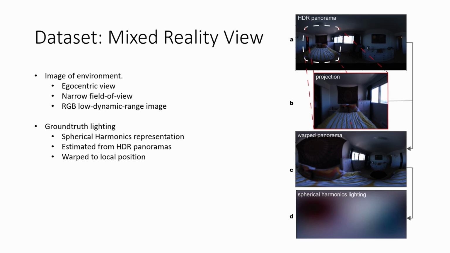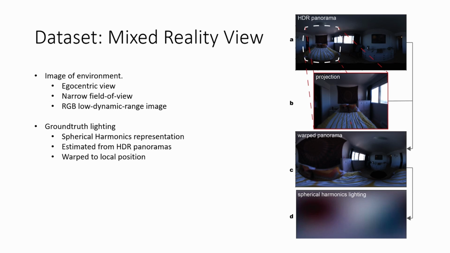So we can produce our data sets. Our data sets are produced based on this framework that we developed called mixed reality views. A mixed reality view is a tuple of two things: the image of the environment and a ground truth lighting. The image of the environment is an egocentric view. It means that it's a view from a first-person view of the scene.